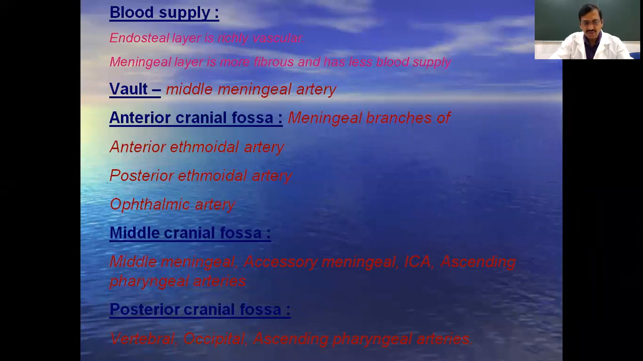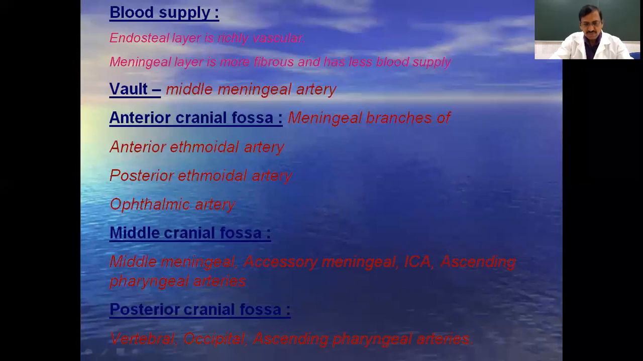And what are the different structures which receive blood supply from different areas? The vault receives it from the middle meningeal artery. The anterior cranial fossa receives blood supply from the meningeal branches of the anterior ethmoidal artery, posterior ethmoidal artery, and ophthalmic arteries. These are all the arteries providing blood supply to the meninges, especially the dura of the anterior cranial fossa. The middle cranial fossa dura receives blood supply from the middle meningeal, accessory meningeal, internal carotid, and ascending pharyngeal arteries. These are all arteries coming from the neck into the cranial cavity, especially supplying the dura.